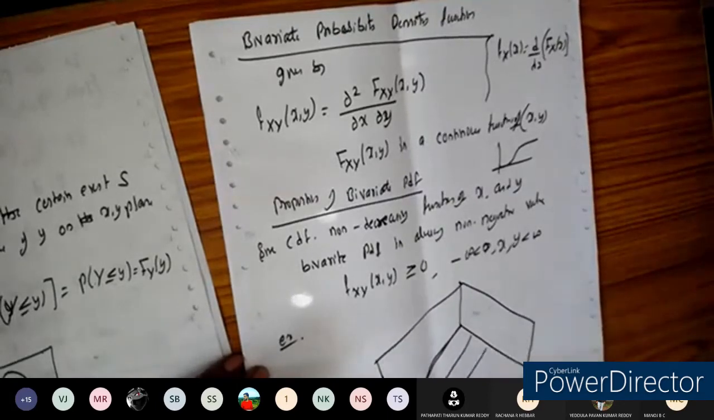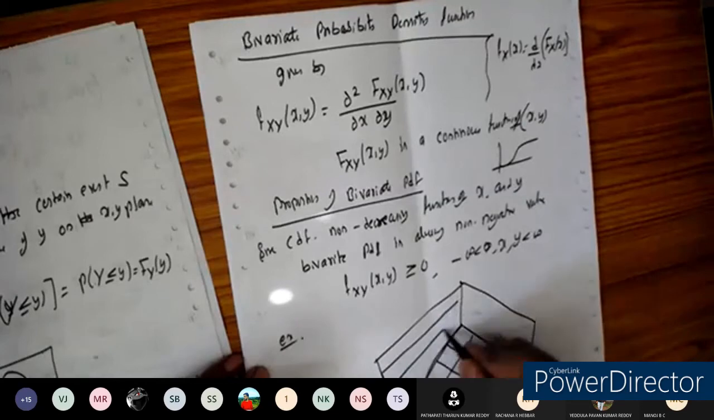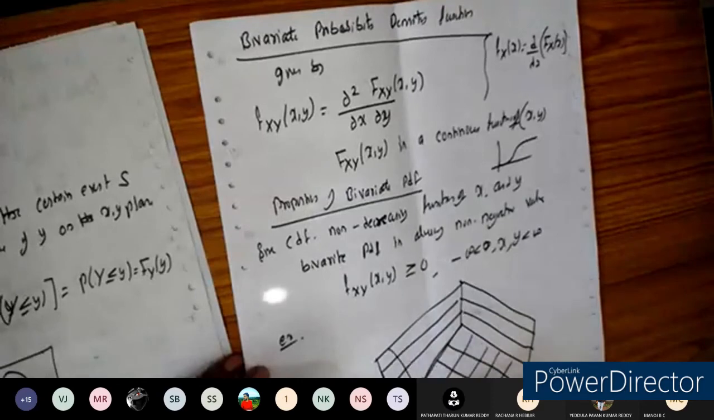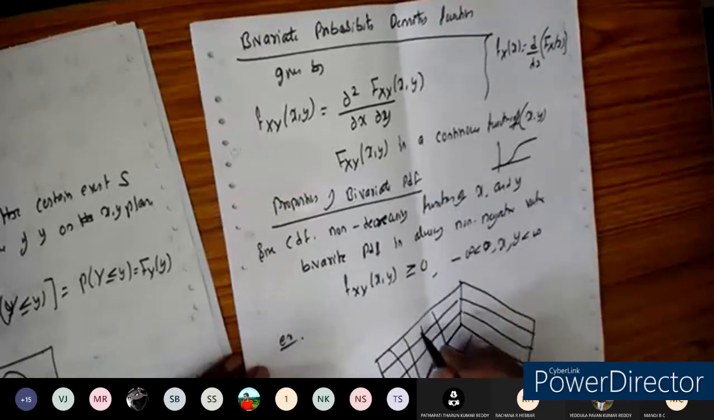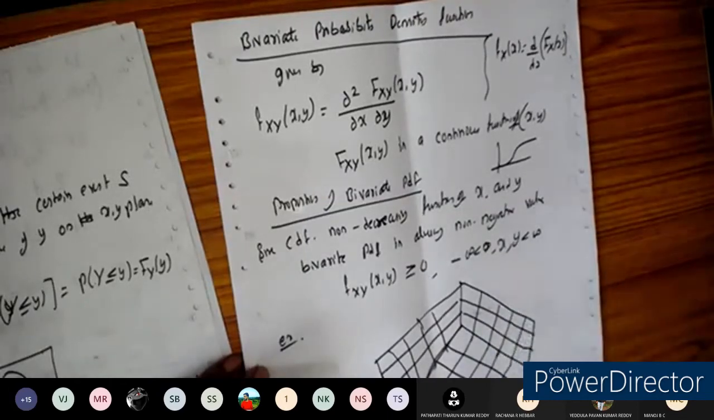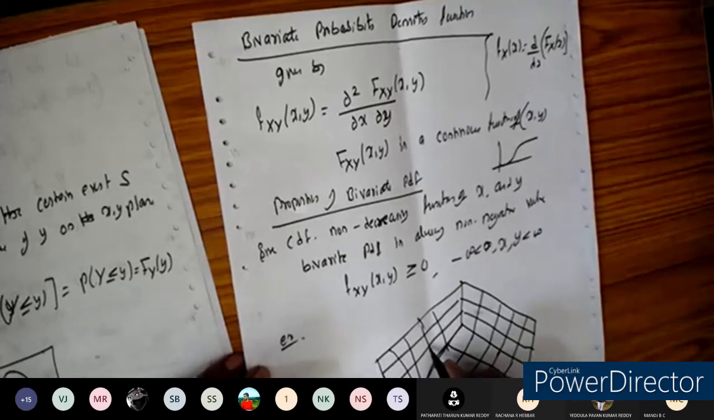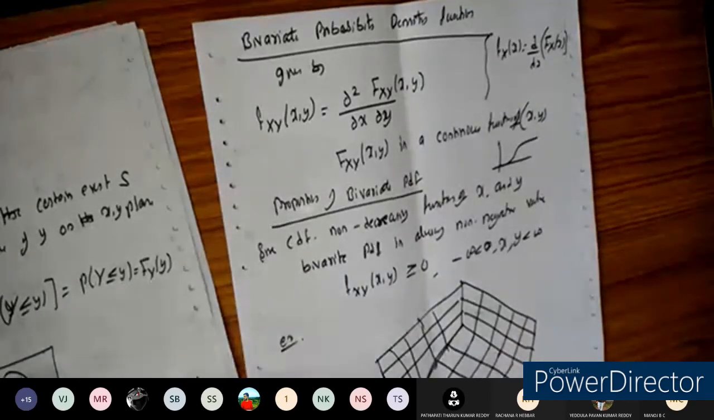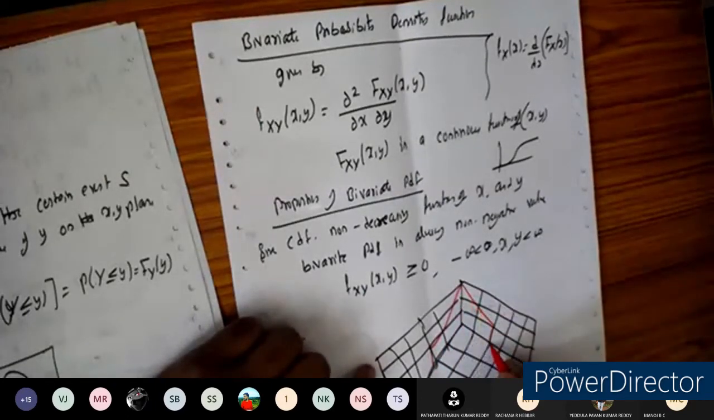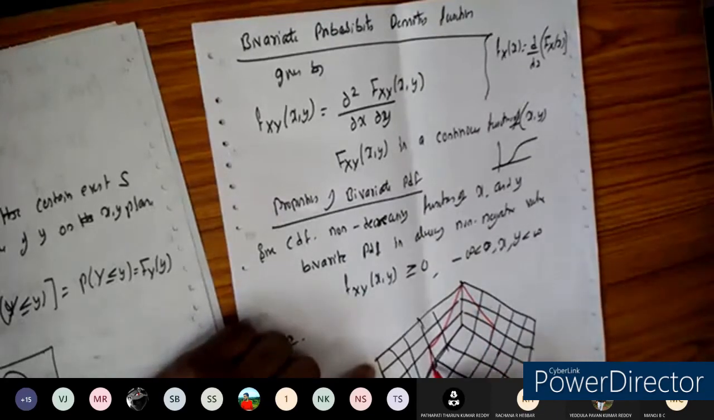Let us draw the lines parallel to this one, and similarly these parallel lines here, so that we get the 3-dimensional graph view. The bivariate CDF can be plotted like this. This is one of the examples.